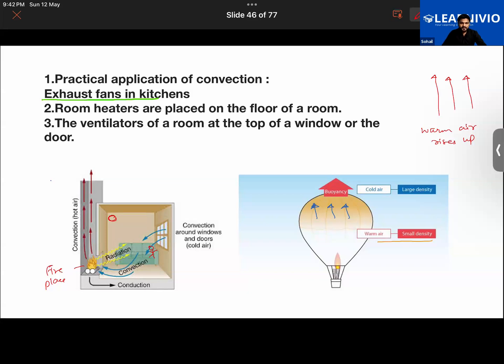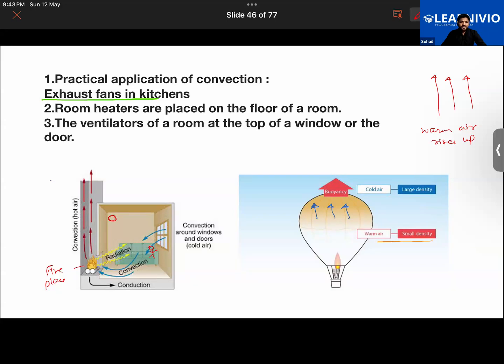Sir, it could happen when the area is a cold place. In a cold place, you want to do the opposite. There you don't want the heat from the room to escape. In the cold areas, you don't want the heat to escape from the room. So there you won't be having any ventilators at the top of the room. You might find ventilators at the bottom of the wall.